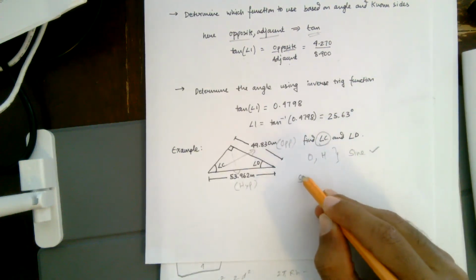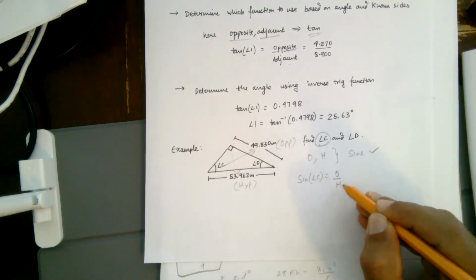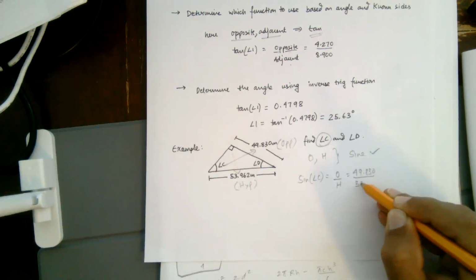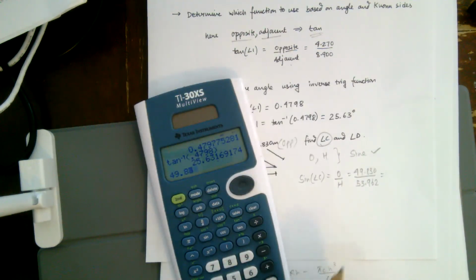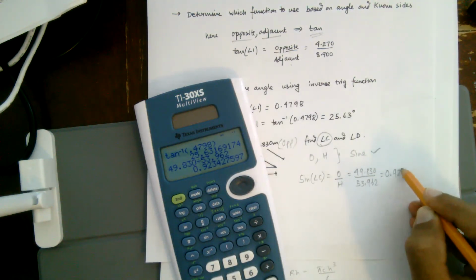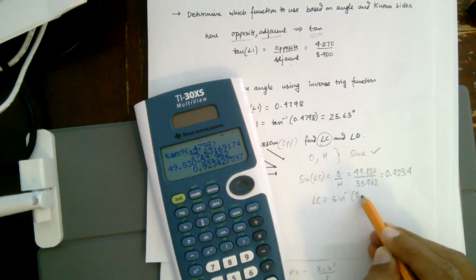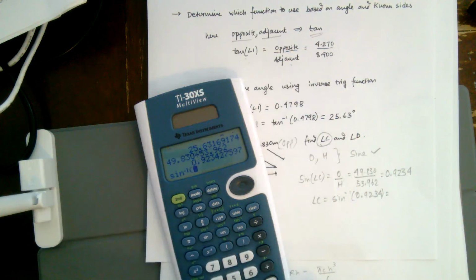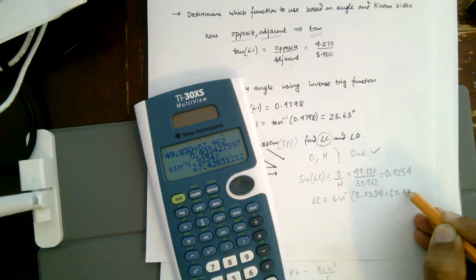So I set it up. Sine of angle C, SOHCAHTOA, opposite over hypotenuse, is 49.830 over 53.962. Plug that in: 49.830 divided by 53.962 is 0.9234. So angle C is sine inverse of this. So sine inverse of 0.9234 is 67.43 degrees.